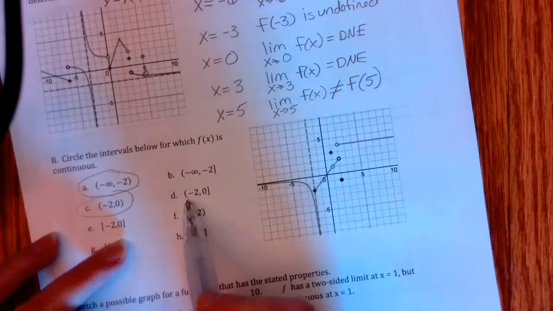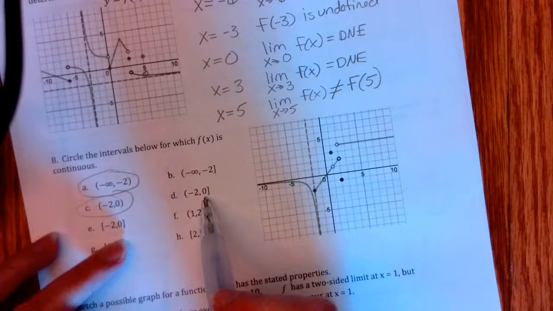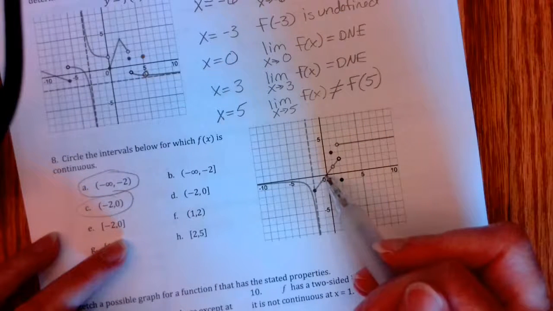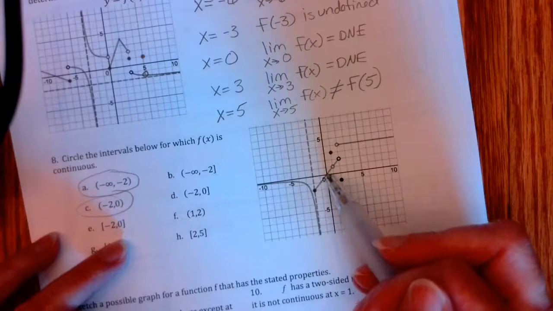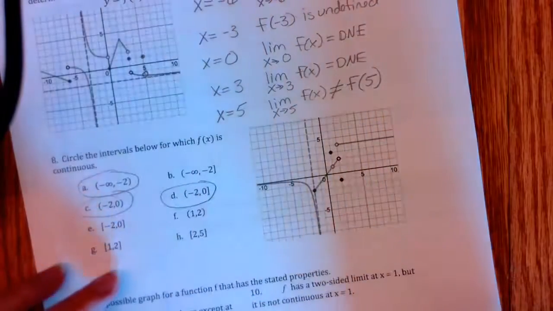-2, don't include -2, but definitely include 0. Well, if I look here at 0, the curve crosses at (0, 0). It is defined there, and it's connected to that (0, 0). That is considered to be continuous.